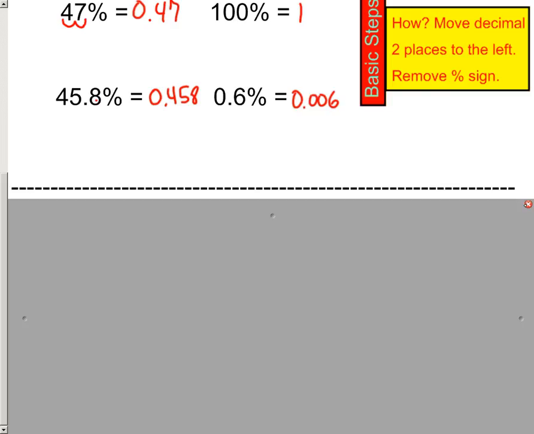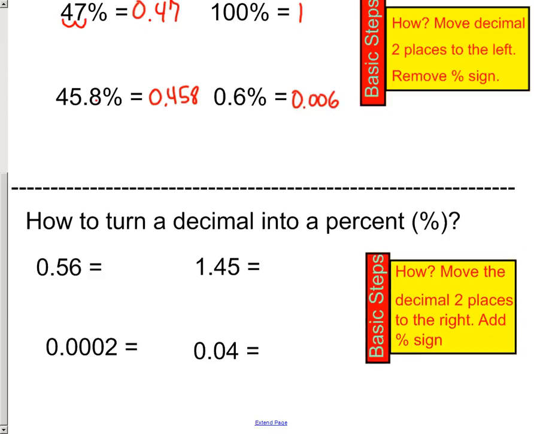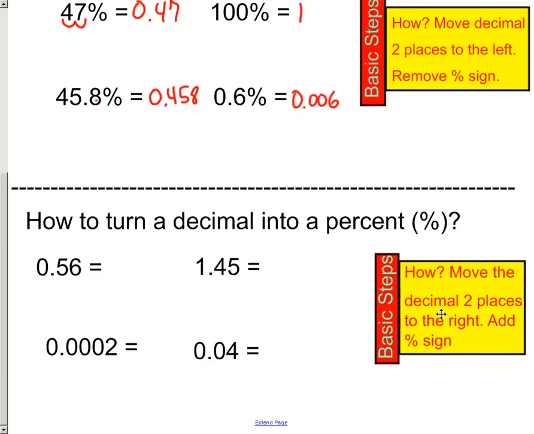When we're looking at a decimal and trying to make that into a percent, really all we're going to do is reverse the process. We're going to move the decimal 2 places to the right, and then this time we're going to add the percentage sign to it. So let's go through and get this done. Move it 2 to the right. Well, that makes it 56, and now we just add the percentage sign.